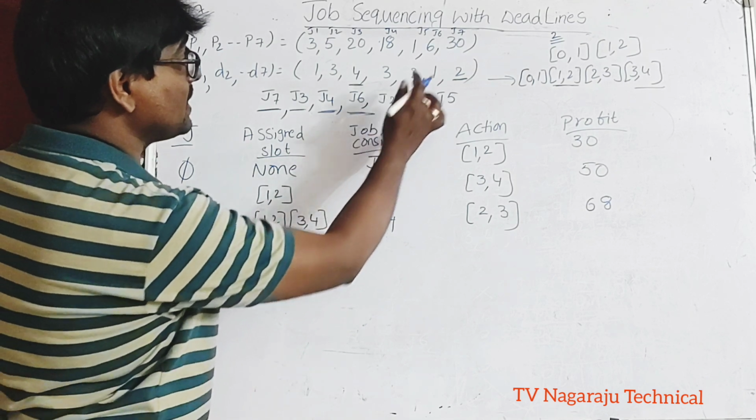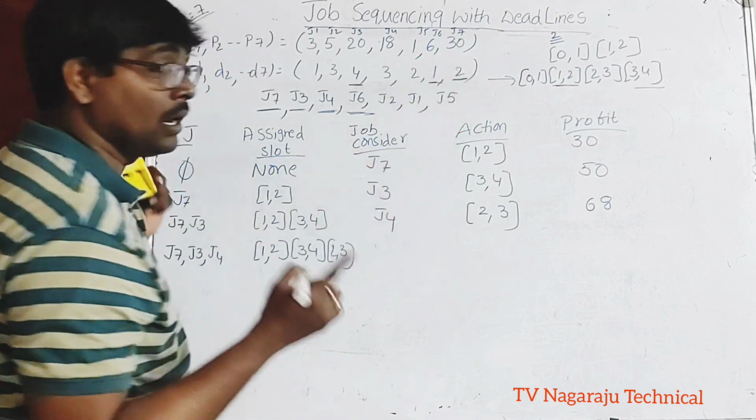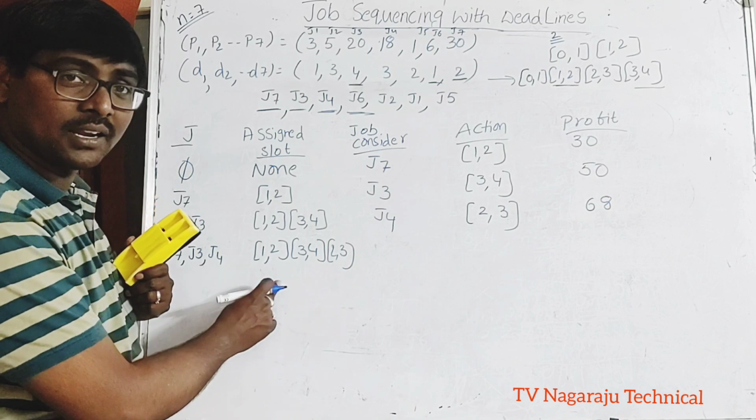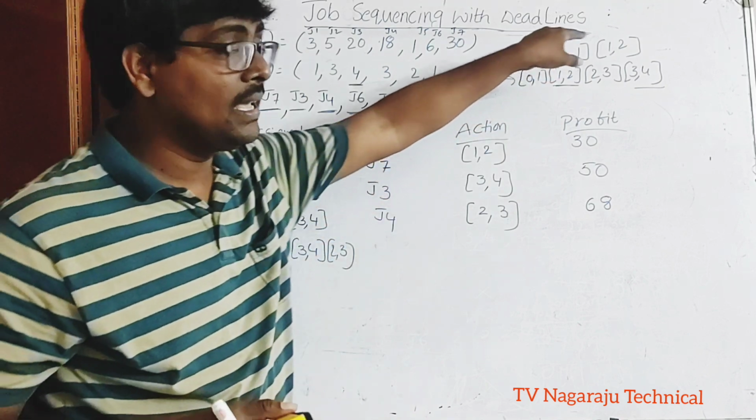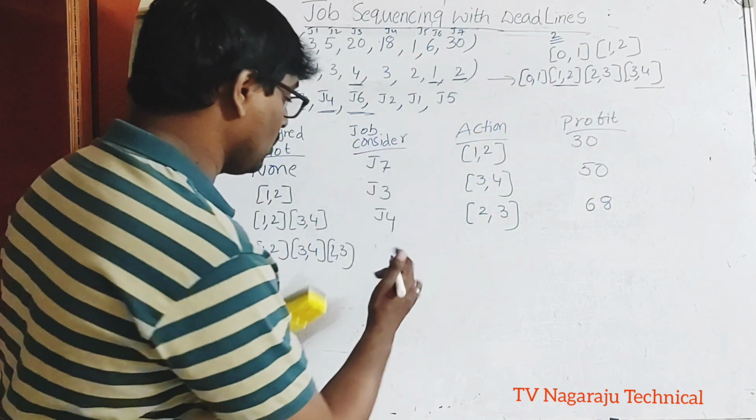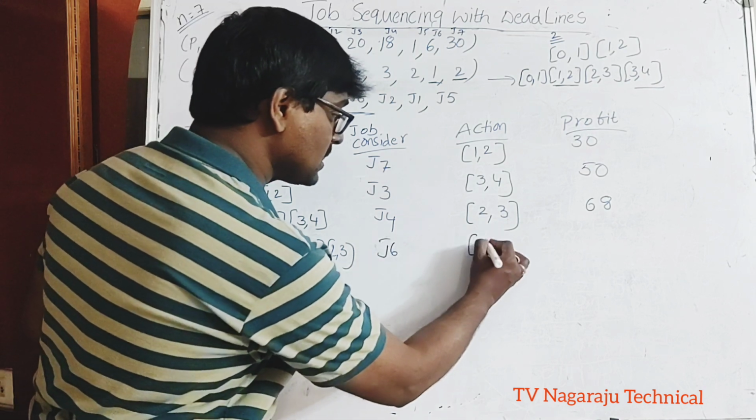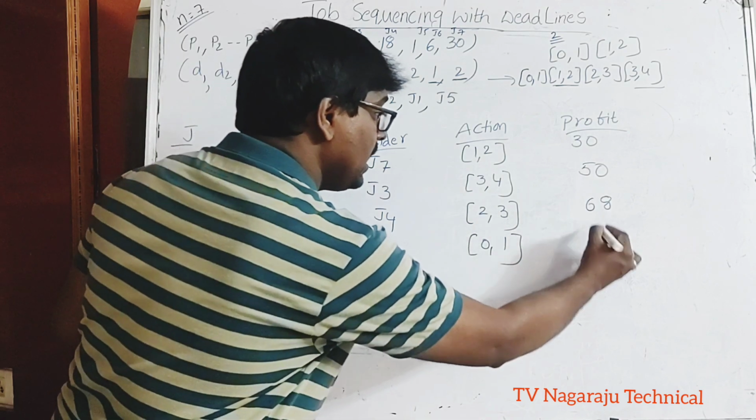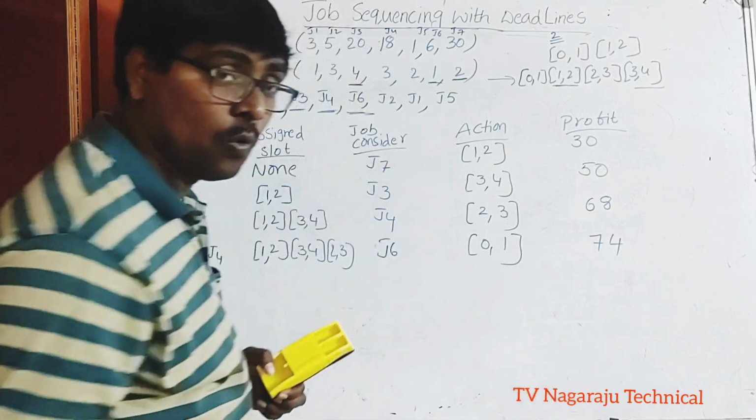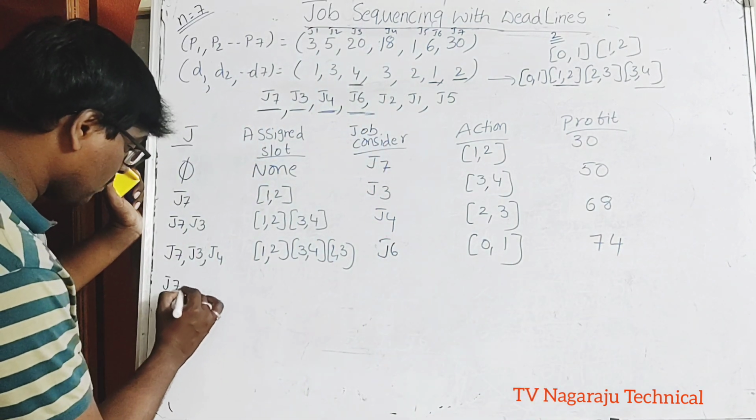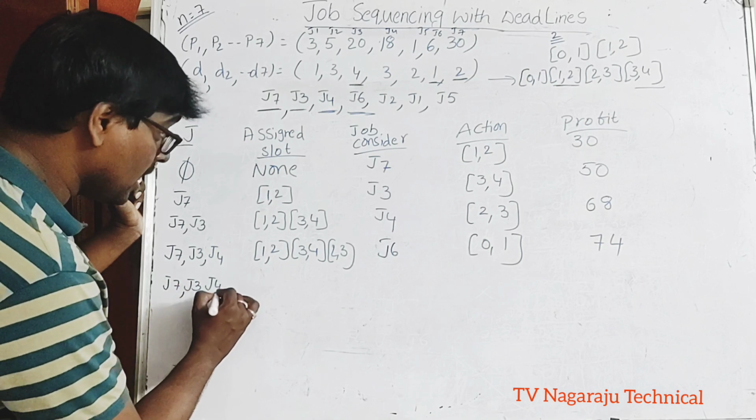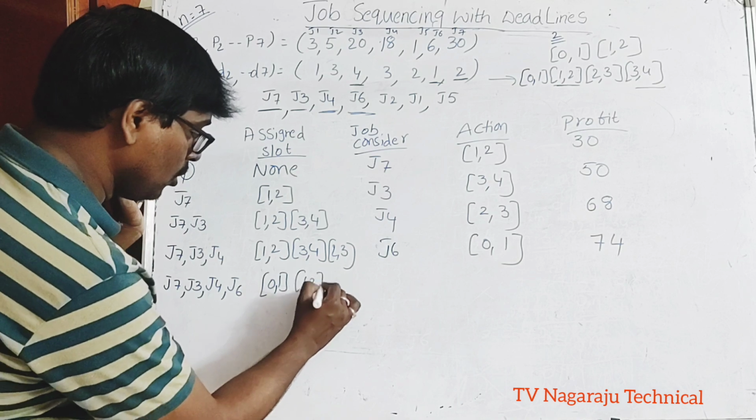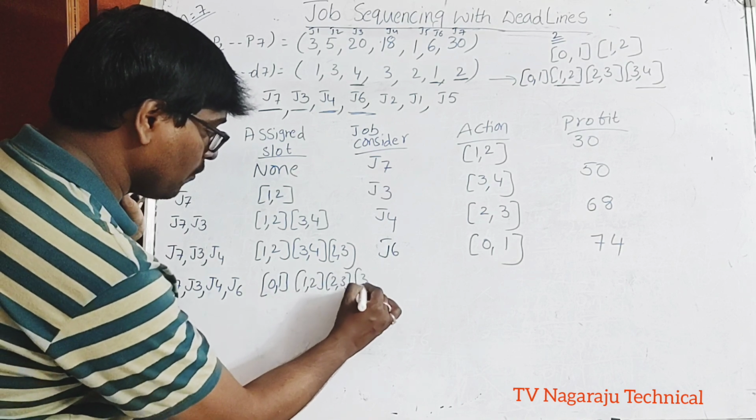Now J6. What is the deadline? 1. 1 means the only possible slot is 0 to 1. Now 0 to 1 is not utilized at all. Now we observe why we take the last slot in this scenario. Now J6 takes the slot 0 to 1. What is the profit? 6. So 68 plus 6, 74. Now J7, J3, J4, J6. Now the slots are 0 to 1, 1 to 2, 2 to 3, 3 to 4.